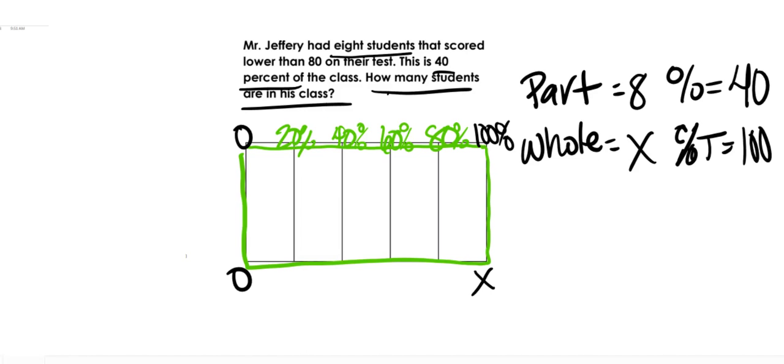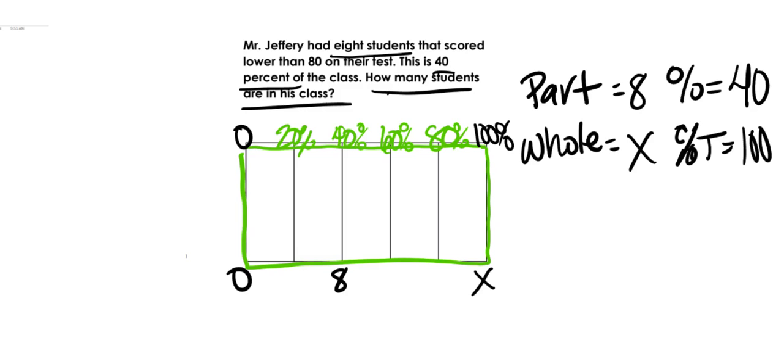Okay? Now, we know that 40% of our kids scored below an 80, and we know that 8 kids scored lower than 80 on their test. So what this tells us is that 40% is 8. So we know that in our percent bar model that we are going to put the 8 below the 40%. Now remember, we are looking for our whole, okay?